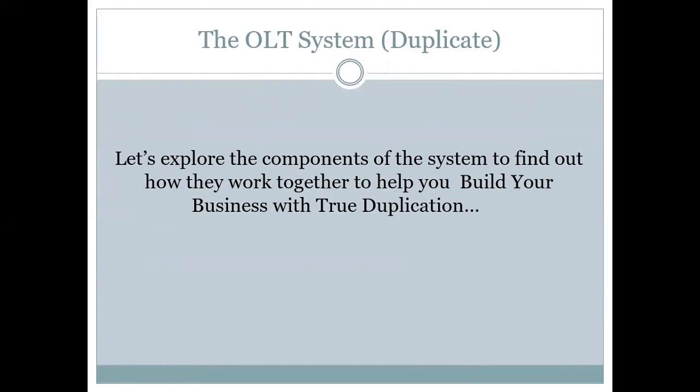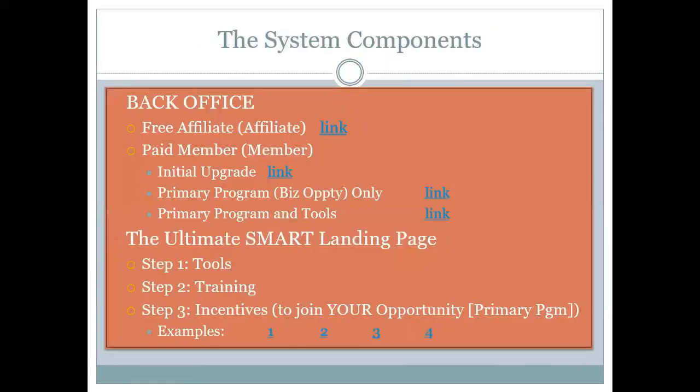Okay, moving along relatively quickly with regards to the duplication components of the system. Here they are, the back office and the front end. We refer to the front end as the ultimate smart landing page. Within the back office, we have these two roles: free affiliate, or affiliate for short, and paid member, or simply member. So upon your free affiliate upgrading to member status, our system goes to work on your behalf, recommending that they join your deal and check out your store so that they can subsequently buy your stuff. With regards to the front end, we track your prospects with tools, training, and incentives to join your business.